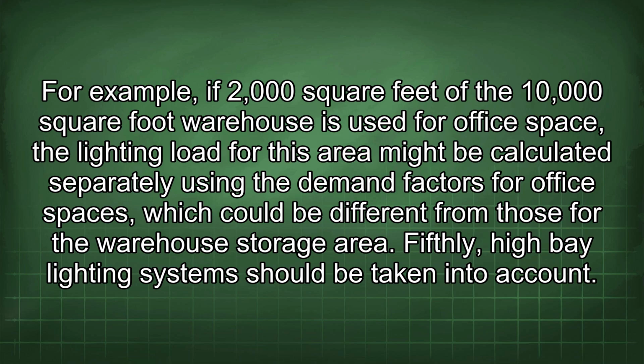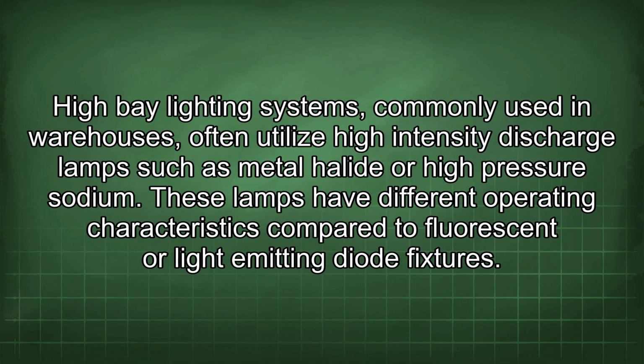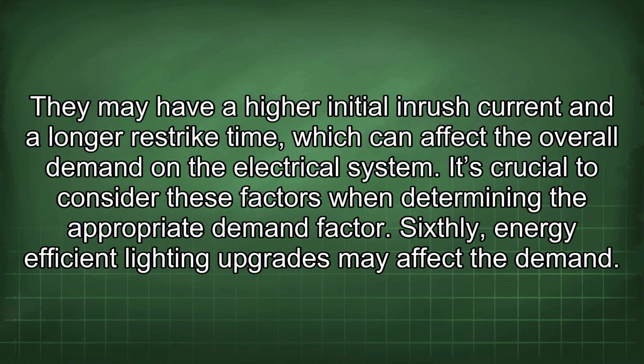Fifthly, high bay lighting systems should be taken into account. High bay lighting systems, commonly used in warehouses, often utilize high-intensity discharge lamps such as metal halide or high-pressure sodium. These lamps have different operating characteristics compared to fluorescent or light-emitting diode fixtures. They may have a higher initial inrush current and a longer strike time, which can affect the overall demand in the electrical system. It's crucial to consider these factors when determining the appropriate demand factor.